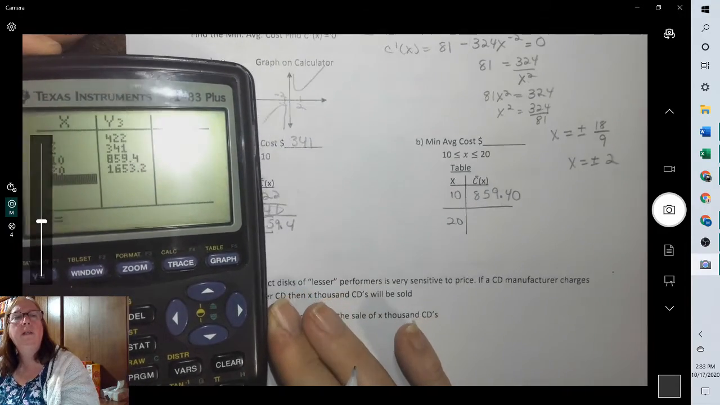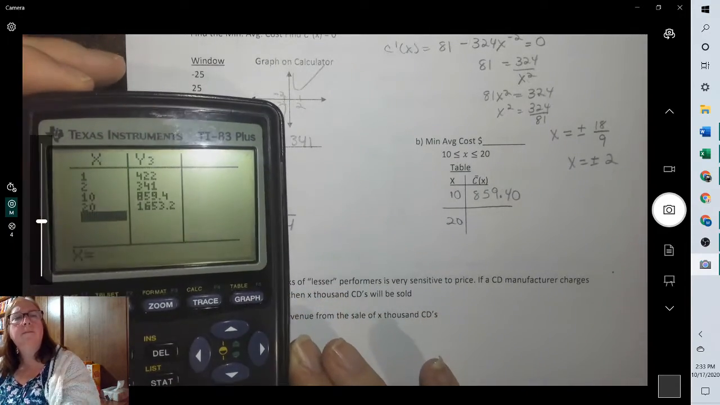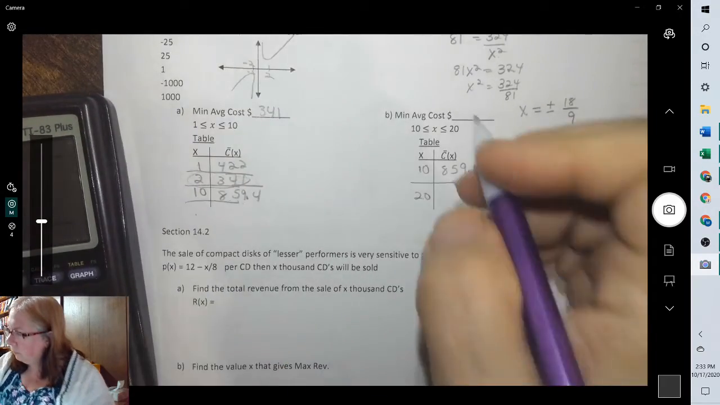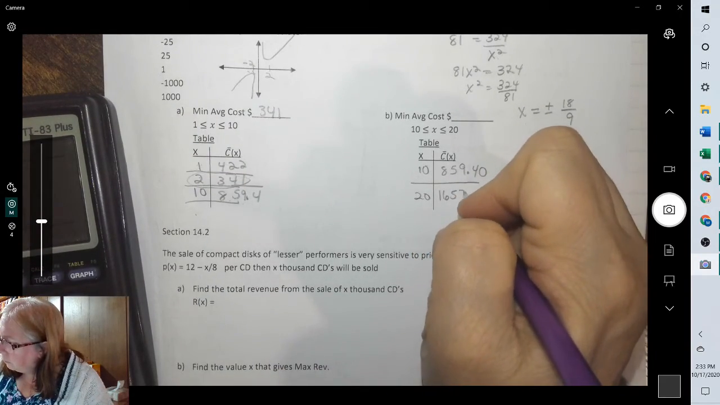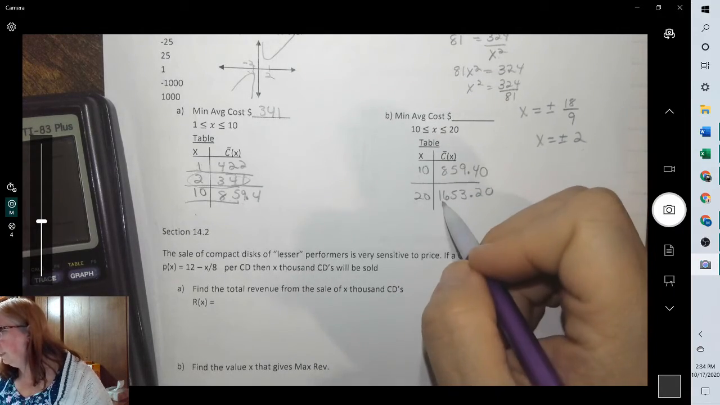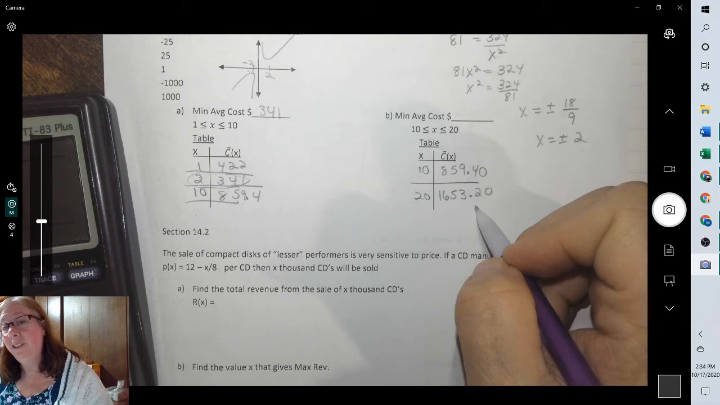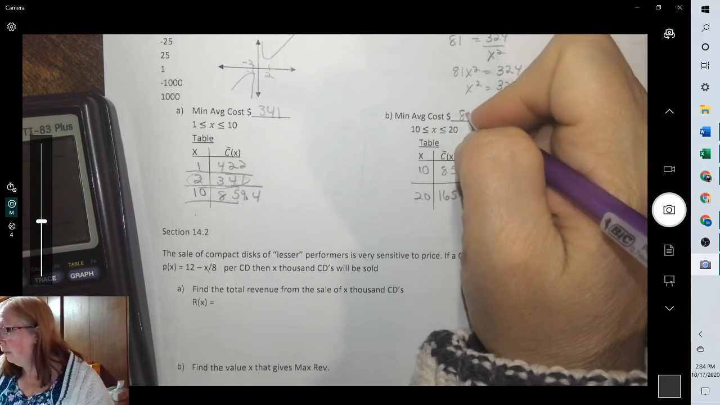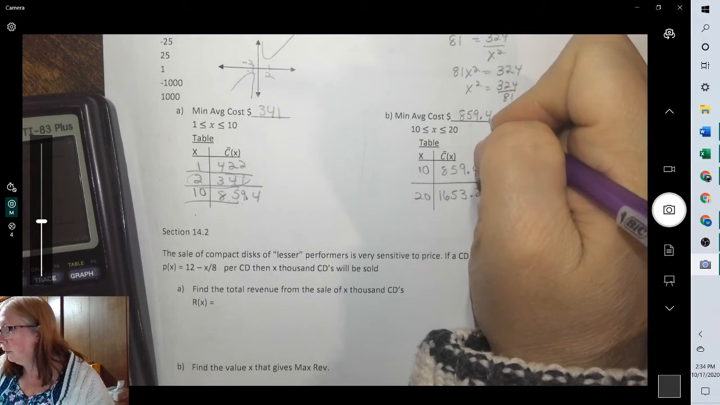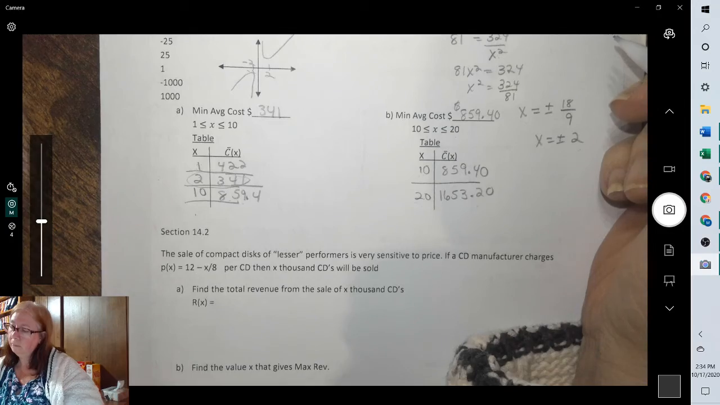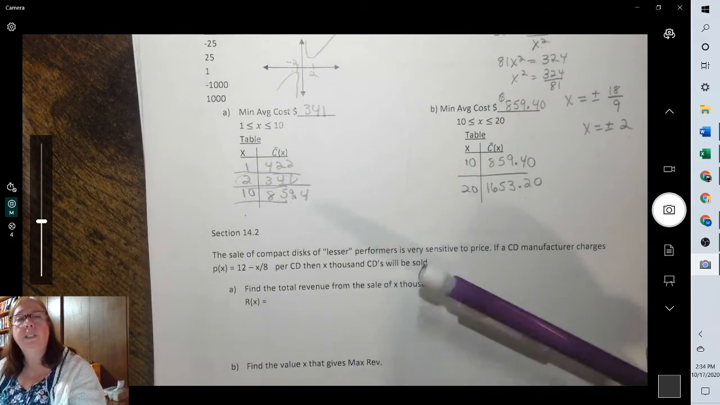Plugging in 20, we get $1,653. So if we buy 20, they're costing $1,600 each. For the minimum, then it would be $859.40. So that's everything for 14.1.